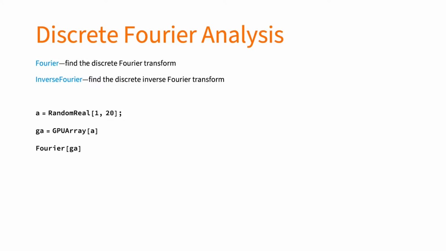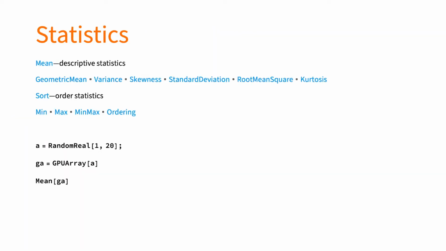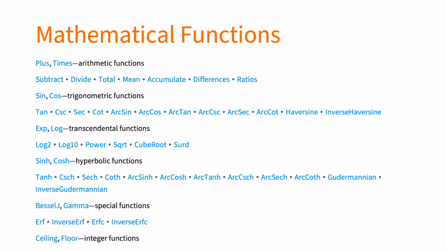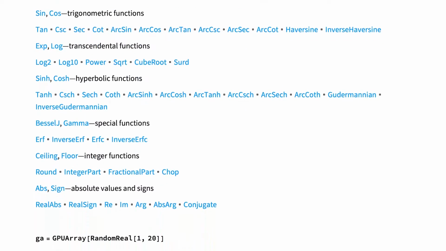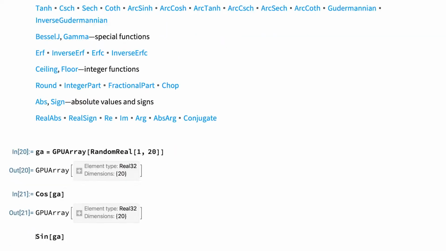Additionally, you can also solve linear systems of equations on the GPU using LinearSolve, or obtain the inverse and pseudo-inverse of matrices. For Fourier analysis, Fourier and InverseFourier can compute the discrete Fourier transform and its inverse on GPU arrays. For statistical analysis, a suite of descriptive statistics functions is available, with functions such as Mean, Variance, and beyond. A comprehensive library of over 50 mathematical functions is available for GPUArray, including a wide range of arithmetic operations, trigonometric, transcendental, hyperbolic, integer, and special functions.